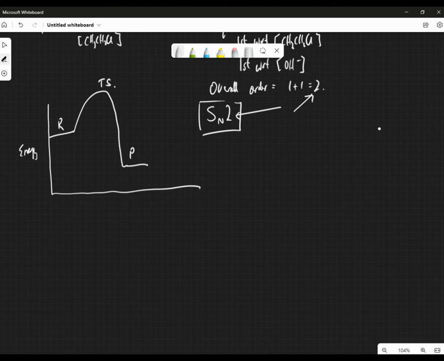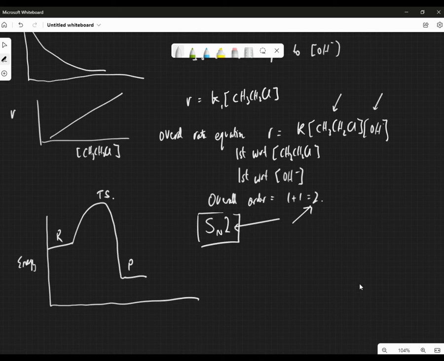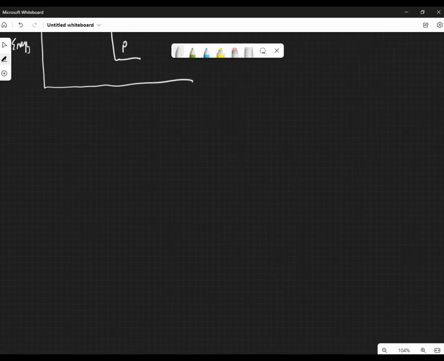Two things are involved, two concentrations are involved in the slow part of the reaction, and we can see both of those in the rate determining step. So here, this is involved, and here. I vary one, the rate will change. I vary the other, the rate will change. Okay, so let's compare that to a tertiary.